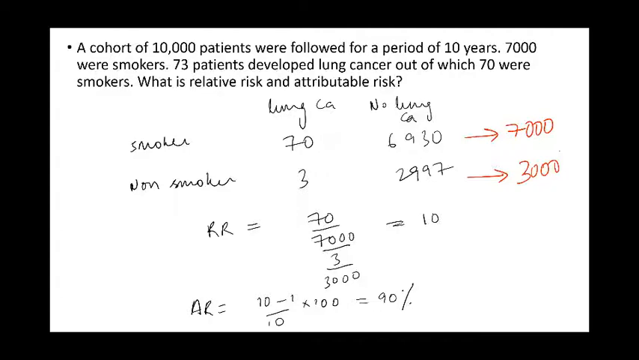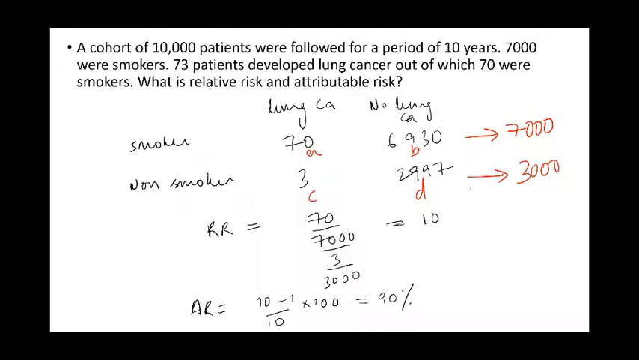So as we know, this would be A, B, C, D. So A by A plus B would be 70 by 7,000 divided by C by C plus D. So this gives a relative risk of 10. Relative risk of 10. So a smoker is 10 times more likely to get lung cancer than a non-smoker.